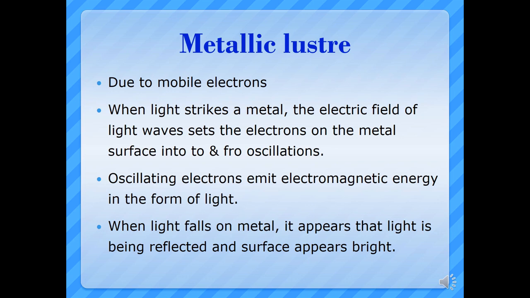When light falls on the metal, what happens is that this kind of interaction will occur. But what we feel is that when light falls on the metal, it is getting reflected back, and we see a shiny appearance. So this is how free electron theory explains the metallic luster.